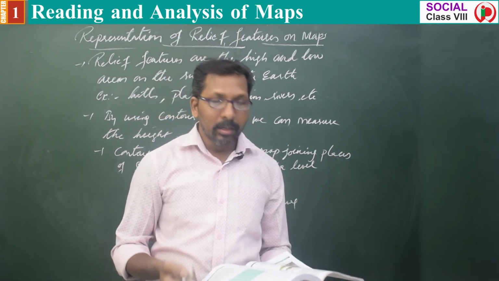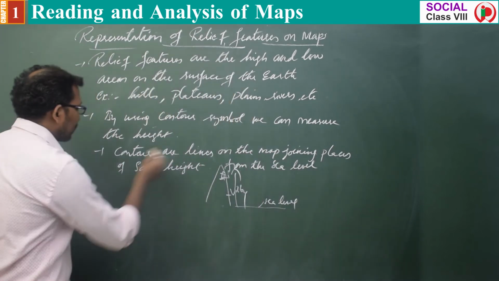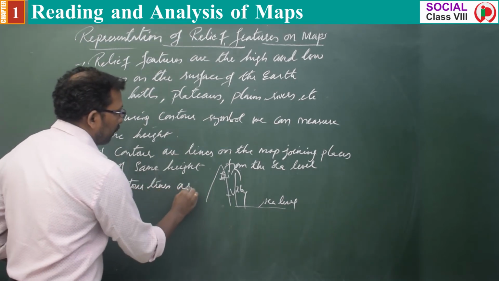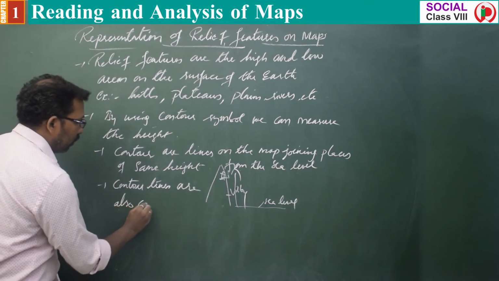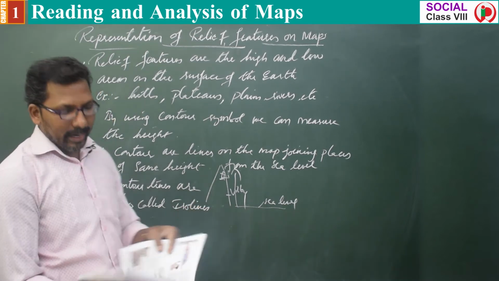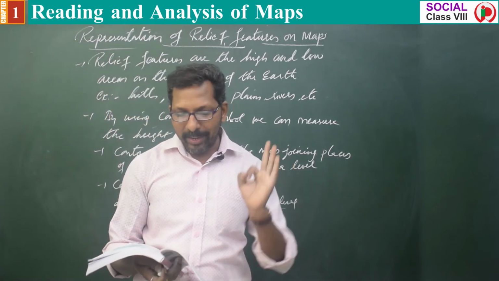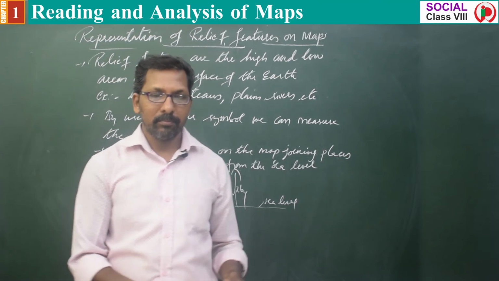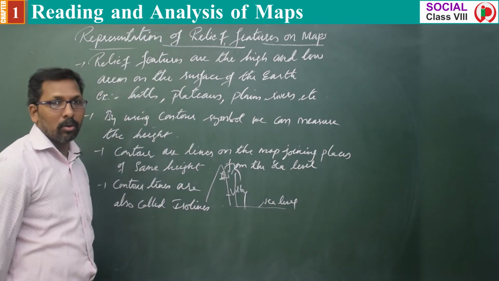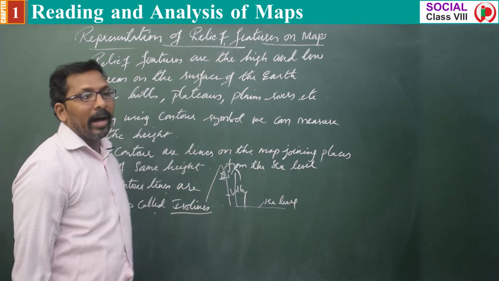What are contour lines now? Contour lines are also called isolines. Why are they called isolines? Because they are lines joining places with some common features. So they are called either contour lines or isolines.